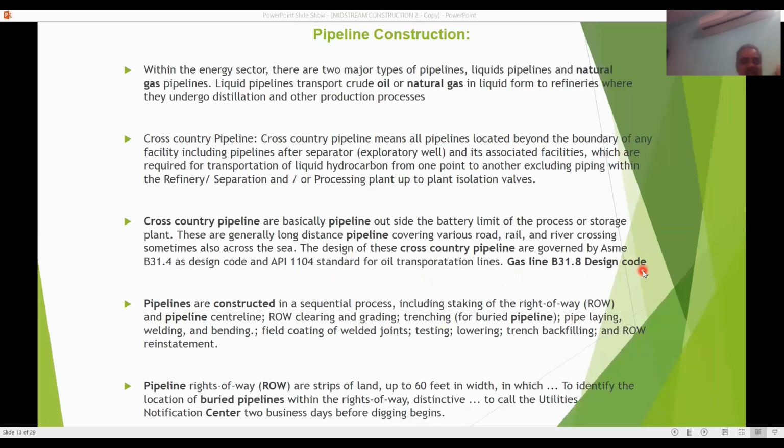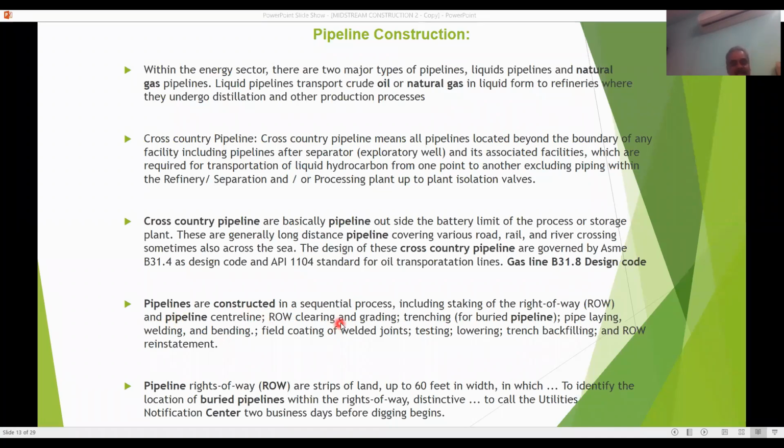Now, try to understand. Cross-country pipelines are designed based on ASME, that means American Society of Mechanical Engineers, BPV, boilers and pressure vessels, B31.4 as a design code. And 1104 is talking about a standard. Design should be carried out as per B31.4, and API 1104 is the standard for oil transportation lines. So, try to understand the difference between standard and code. This is for oil lines, and for gas lines the design code is B31.8, gas transmission lines.